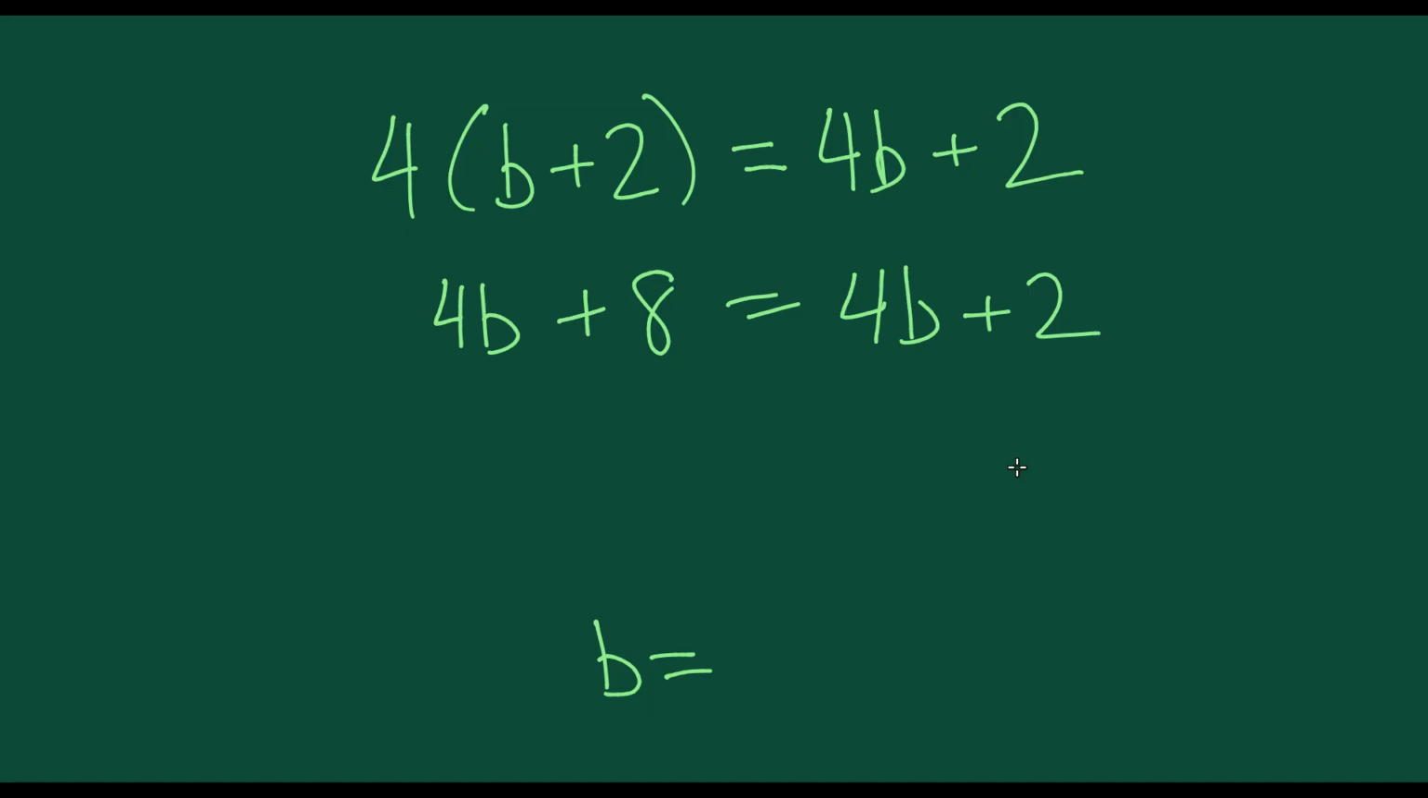Okay, so now there's more than one way to do this, but let's subtract 8 from both sides. So minus 8 from the left, minus 8 from the right. Okay, so we would just have 4b + 8 minus 8 cancels out. 4b equals 4b, and what is 2 minus 8? Positive 2 minus 8 would be negative 6.